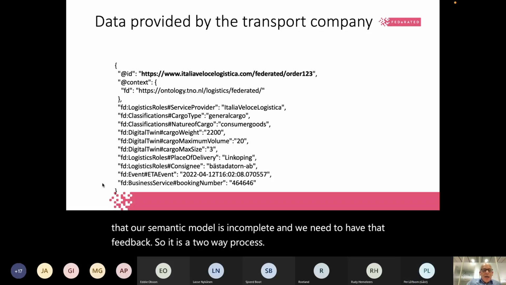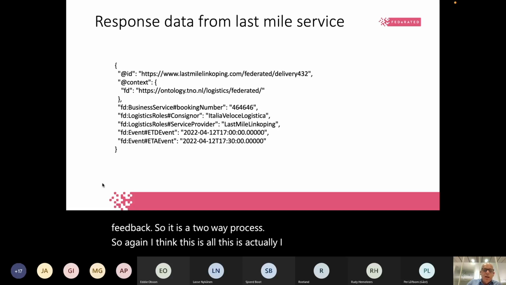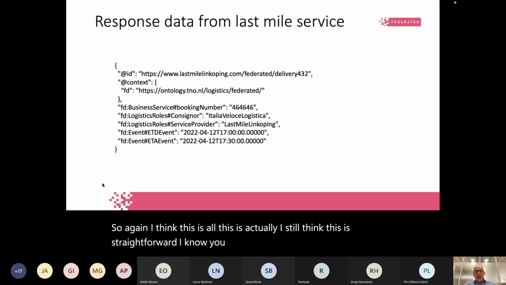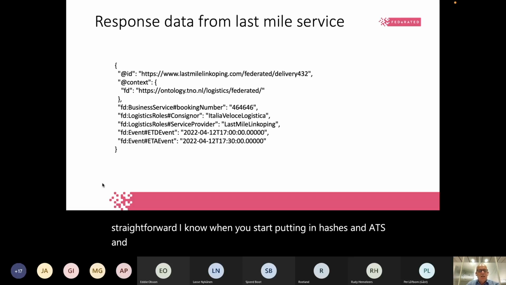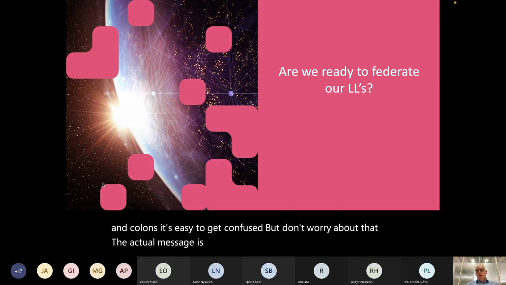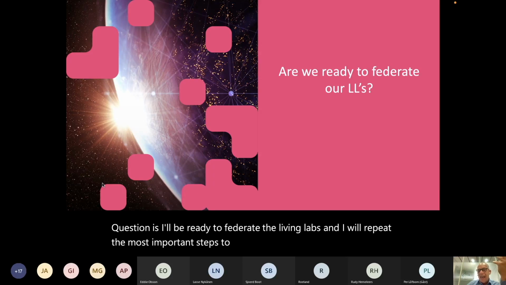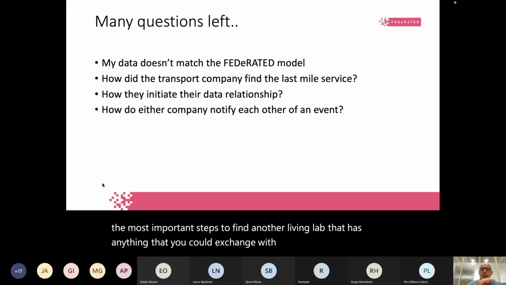Okay, so again, I still think this is straightforward. I know, when you start putting in hashes and ats and colons, it's easy to get confused, but don't worry about that. The actual message is simple. So, the question is, are we ready to federate our living labs? I will repeat the most important steps: find another living lab that has anything that you can exchange with. That's the key question at the moment.